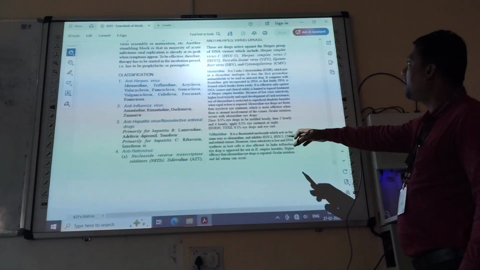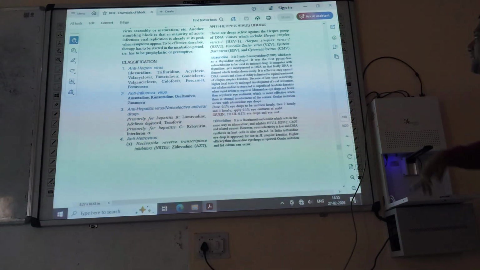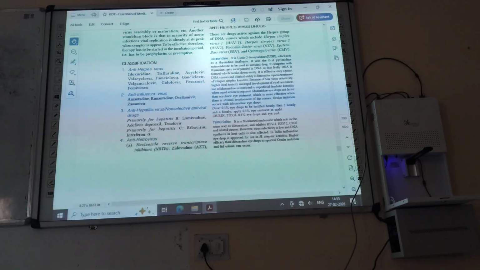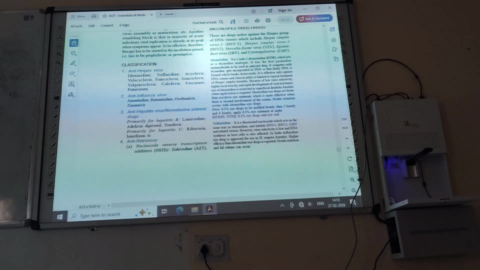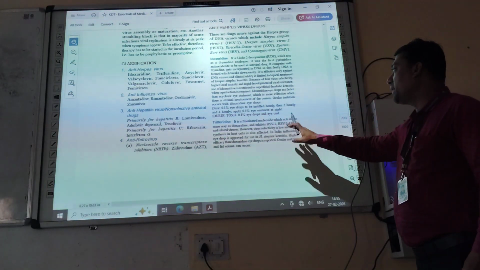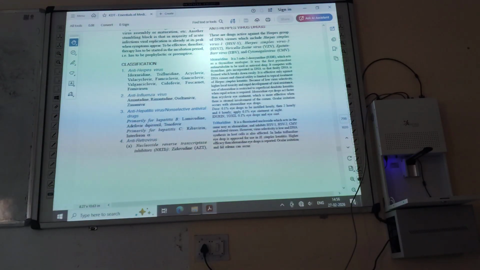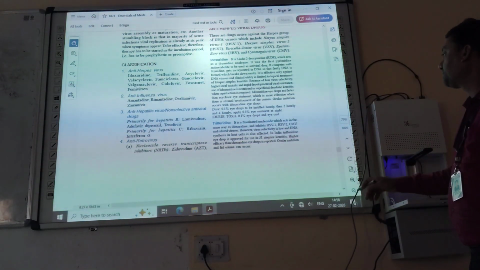These are the herpes viruses. HSV1, herpes simplex virus. HSV means herpes simplex virus 1, herpes simplex virus 2. Trifluridine is also effective against this type of viruses. Okay.